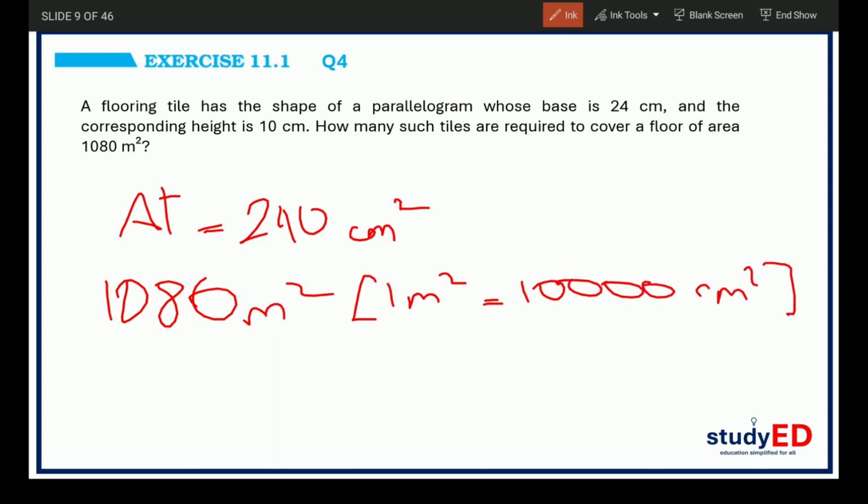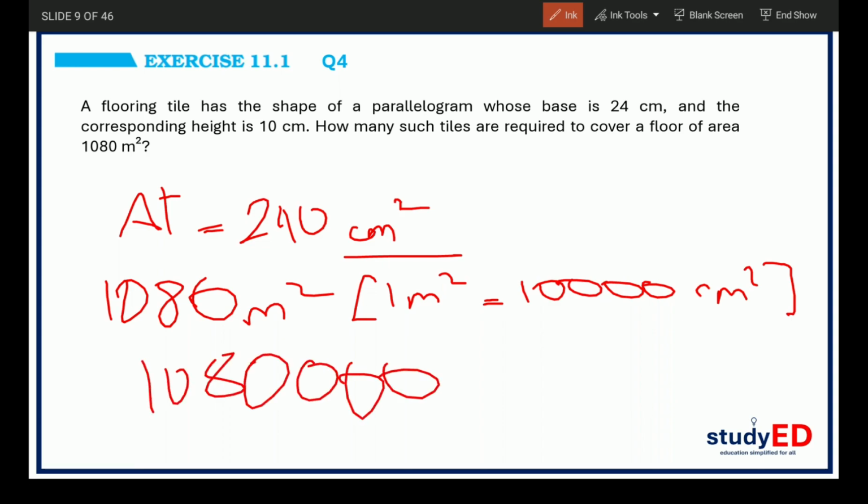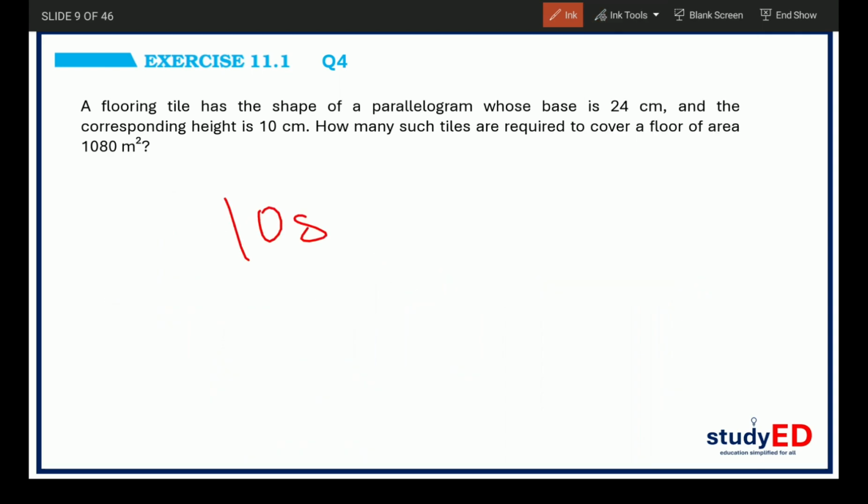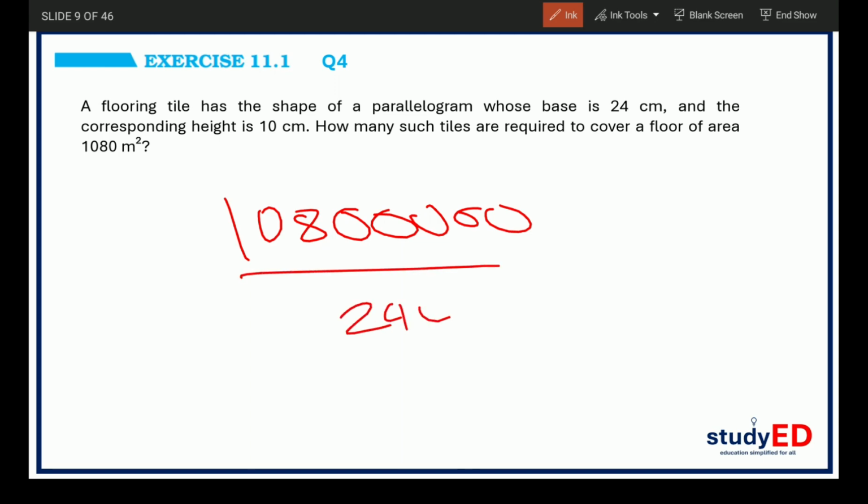So now to convert this into cm square to be a feasible unit for this, we'll just multiply, which gives us 10.8 million centimeter square, or 108 and 5 zeros. So now that's gonna be the area of the floor, and that's gonna be the area of the tile. So now what we do, we just divide and simplify this. Cut off the zeros, and if you simplify it, all in all, you get 45,000 tiles as your final answer. I hope you guys got that.